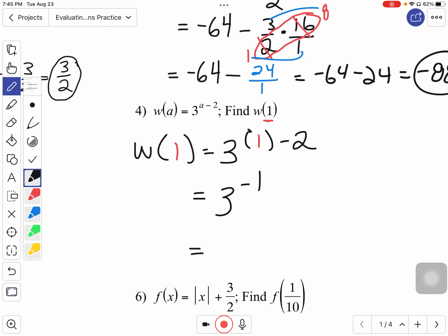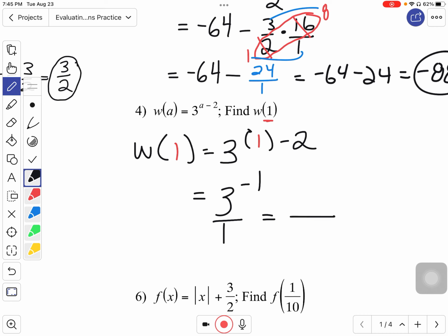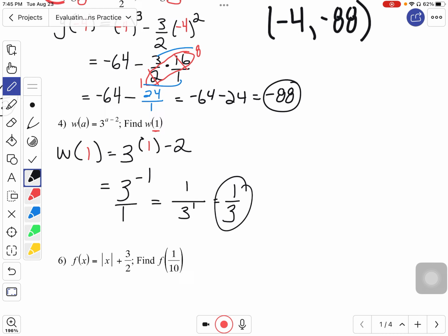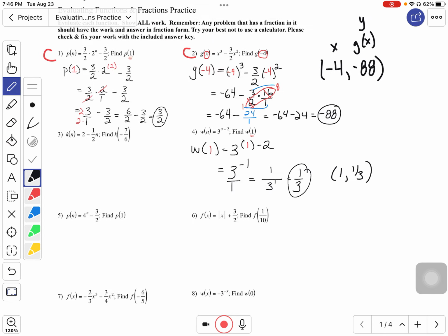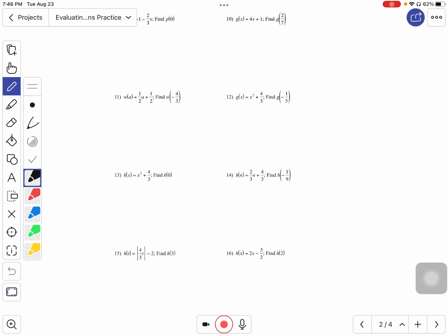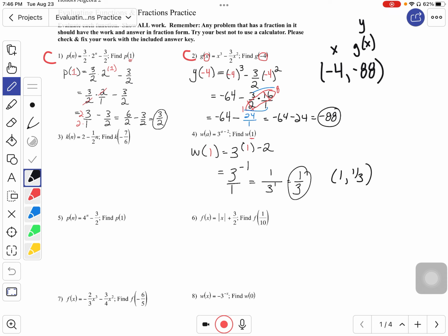So if 3 raised to the negative first is technically in the numerator of a fraction, to simplify 3 to the negative first, we need to put 3 to the first in the bottom. And then we have 1 as a placeholder on top. So the answer to this is actually 1/3. Remember, you could also write it as an ordered pair. So the answer there would be 1, 1/3. But either way, we run as fast as we can to that answer key because our brain needs that feedback in order to learn. And we did get it right. See there, number 4 is 1/3.